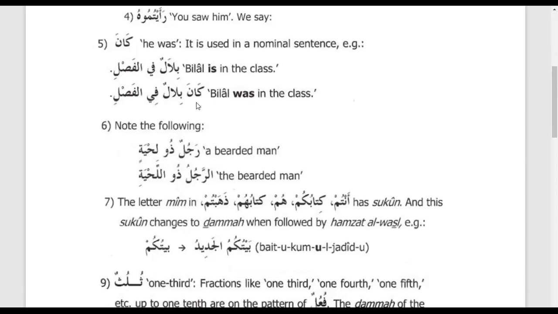If I asked you to translate, I was in the class, how will you say? I was. We did the conjugation yesterday. It seems you didn't write it, or maybe you didn't memorize. Kuntu. Kuntu fil fasli. Okay. We were in the class. We were. Kunna fil fasli. Excellent. Yes. Kunna fil fasli. We were in the class.